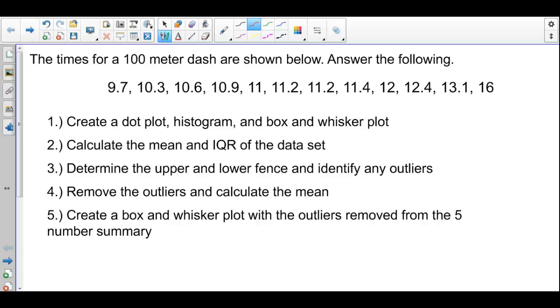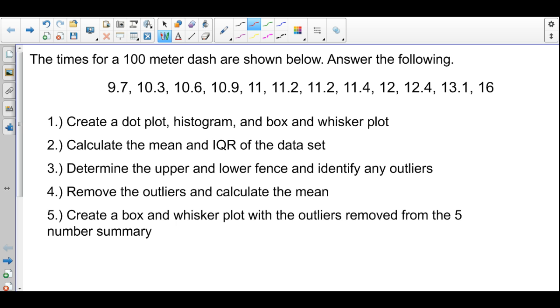Hello, I'm going to review Chapter 8, talking about just basic statistics. We're going to calculate the mean of some numbers. We're going to do basically what's on this through these 5 questions that are asked here. We're going to create a dot plot, a histogram, and a box and whisker plot. And then we're going to calculate the mean and the interquartile range of the data.